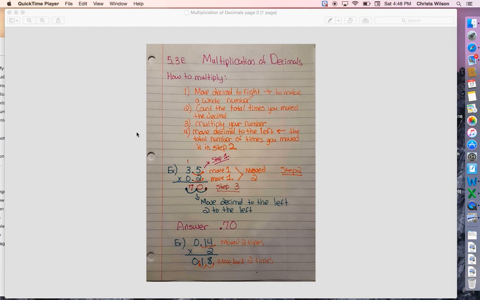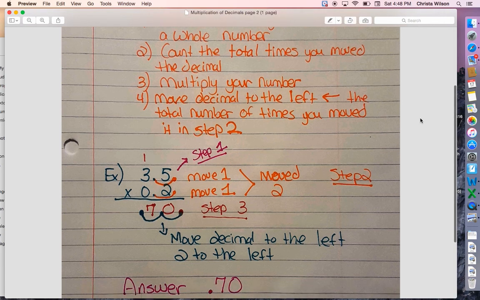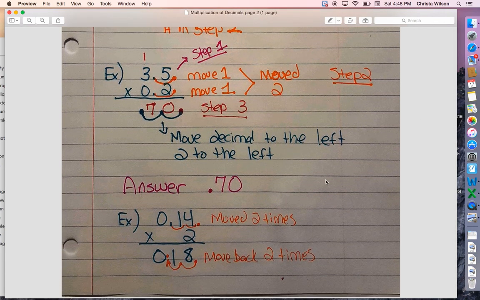Here's another example. Let me zoom in on this. Okay, in this example we have 14/100 times 2. Well, remember on our whole numbers, our decimal is behind the ones place. So it's always located between the ones and the tenths place. So we don't have to move our decimal on the 2. But if we look up here at the 14/100, we've moved it 2 times. So we've moved the decimal a total of 2 times.